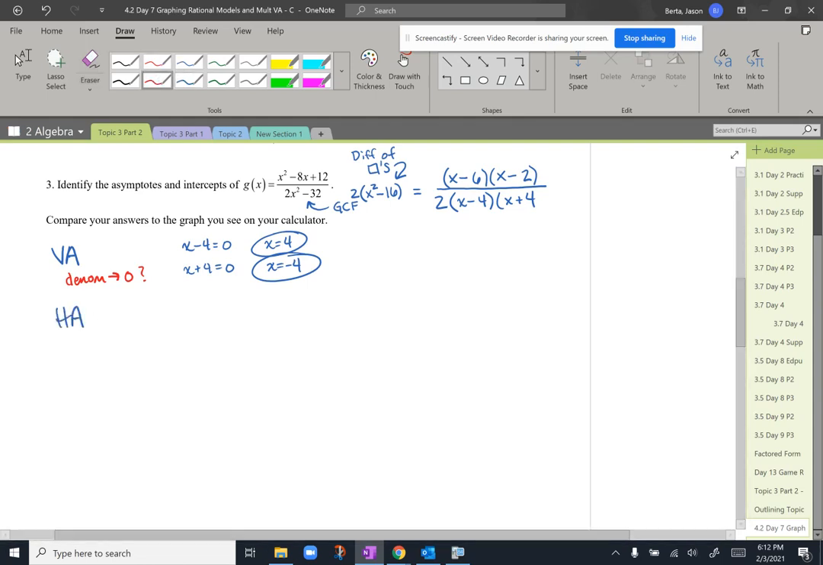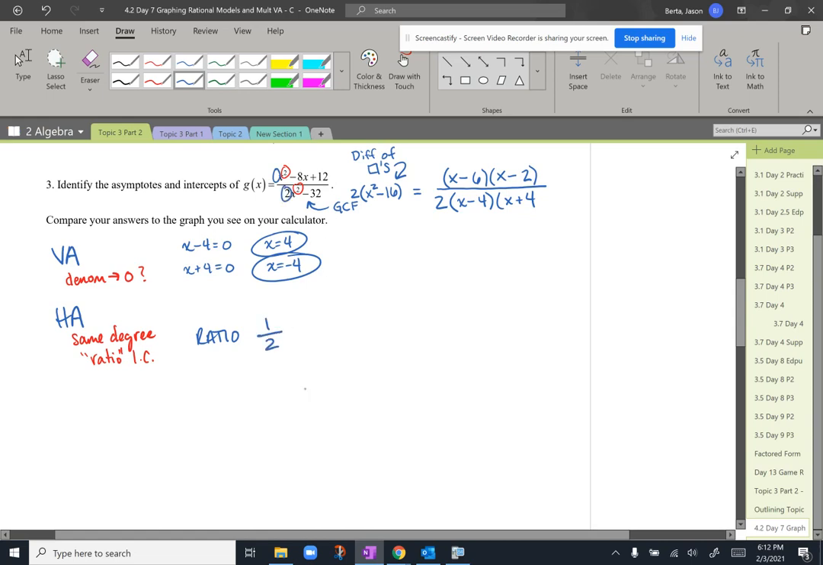For the horizontal asymptote, I'm going to look at the degree of the numerator and denominator and see that they are the same degree. That means the horizontal asymptote is going to be the ratio of the leading coefficients. We've got a 1 out front in the numerator, and a 2 out front in the denominator, so the ratio is 1/2. That leads us to a horizontal asymptote of y equals 1/2.